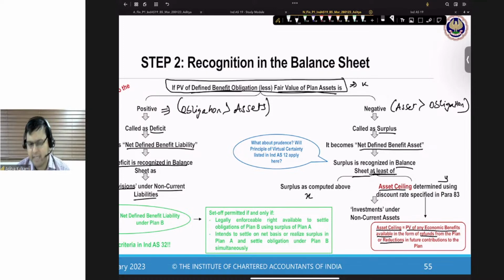Is it okay? Are you able to now correlate this to Ind AS 36 which you had studied? Ultimately, I have to recognize an asset at its recoverable amount. In this case, the recoverable amount is the present value of economic benefits available, either in the form of refunds or in the form of reductions in future contribution. Is it understood? Any example of refund or reduction? It will come.